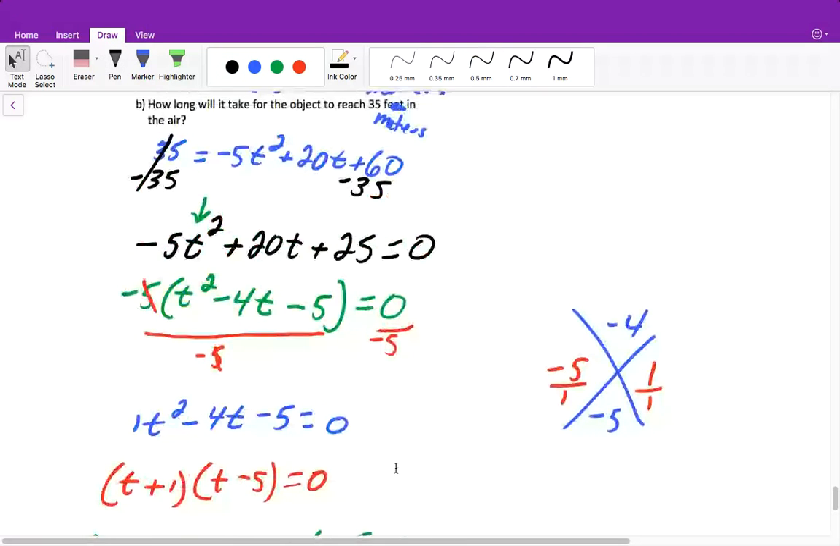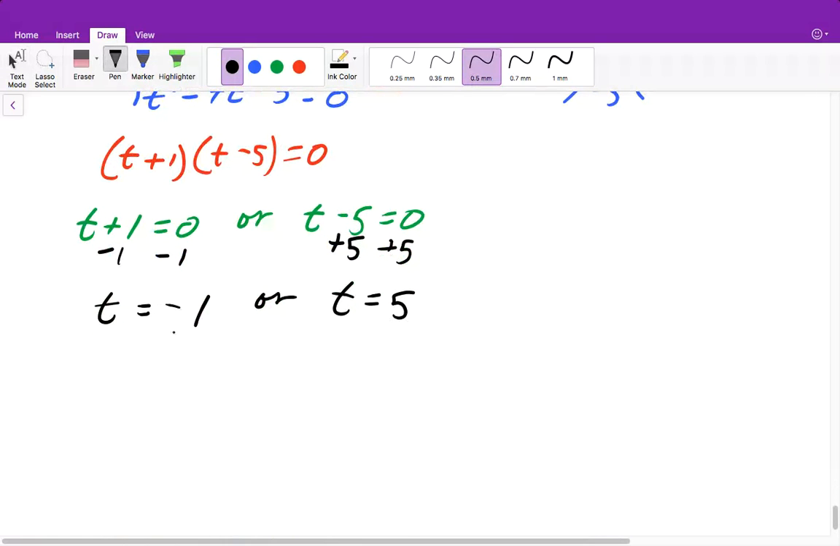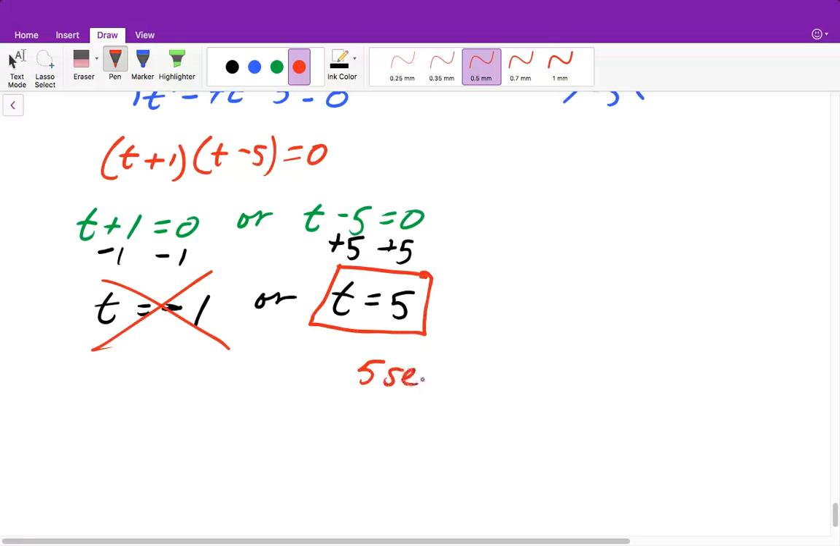However, we're talking about how long it'll take for the object to reach 35 meters in the air. It doesn't make sense for us to say it will take negative 1 second. So you would reject this as your answer because it doesn't work in the context of our problem since time can't be negative, and it will only be 5 seconds. So the only answer for this one would be 5 seconds.